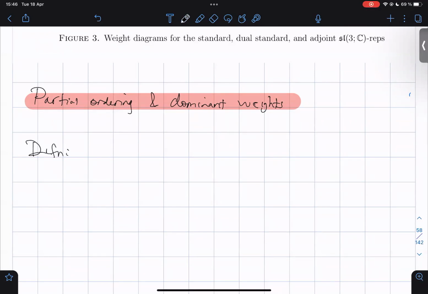Okay, so definition. It's going to be a partial order in the sense that not all elements are comparable. You can't say, for all elements, that one is bigger than or equal to another. You can't always compare elements.